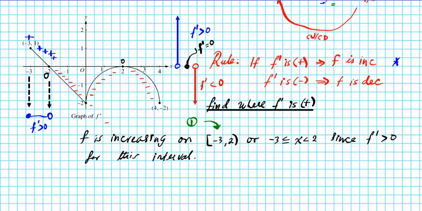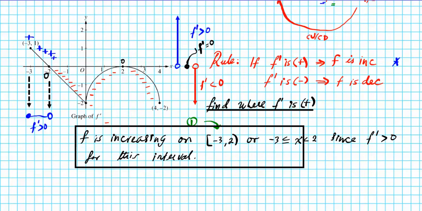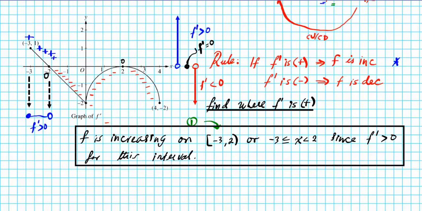Okay, so when f prime is positive on any interval, then the function will be increasing on that same interval. And don't forget to box your answers so it's easy for the person grading your exam to zero in on your final result. Okay, so the interval gives you 1 point, and then the justification gives you another point. Total of 2 points in this question.